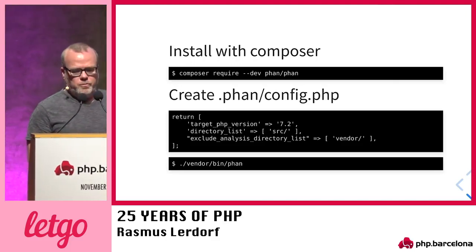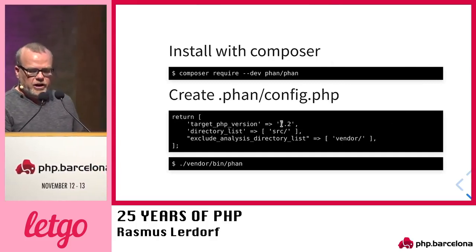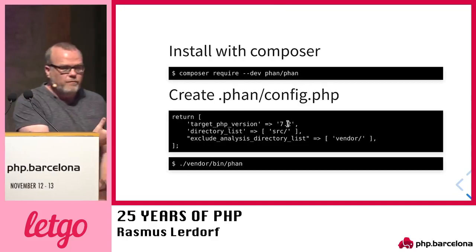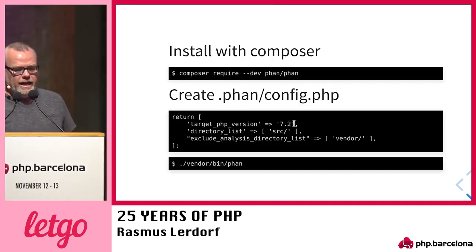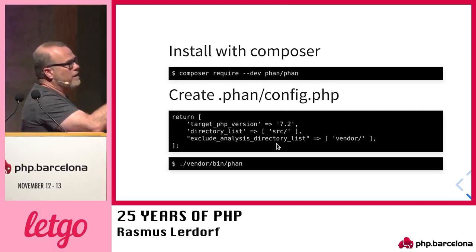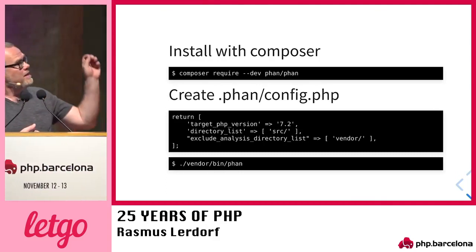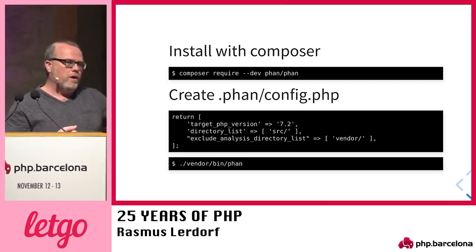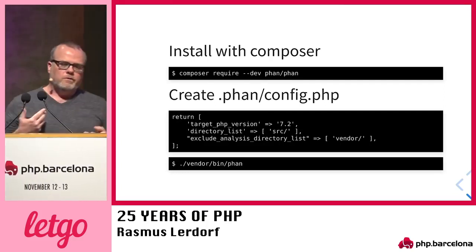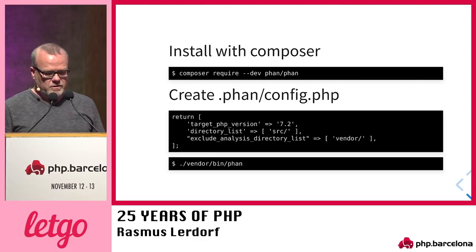Super easy to install, composer require --dev phan. You can create a little config file. You can set a target PHP version if you're not running this on the same version that you're running the tool with. If you leave it blank, then it's just whatever version you're running the Phan run with. You can set the directories of the source code that you want to analyze. And you can also then have a vendor directory if you're doing Composer. That means it'll look at the code in vendor, but it won't show you errors for it. So it'll bring in all the class definitions, function definitions, everything, but it'll only show you errors for your directory list, source in this case.